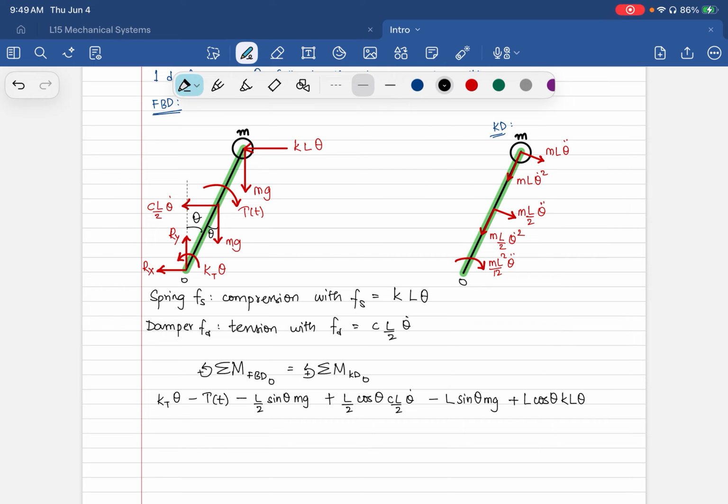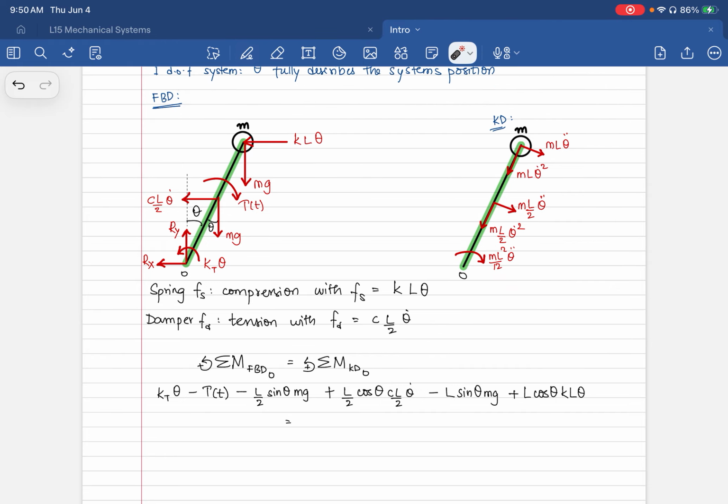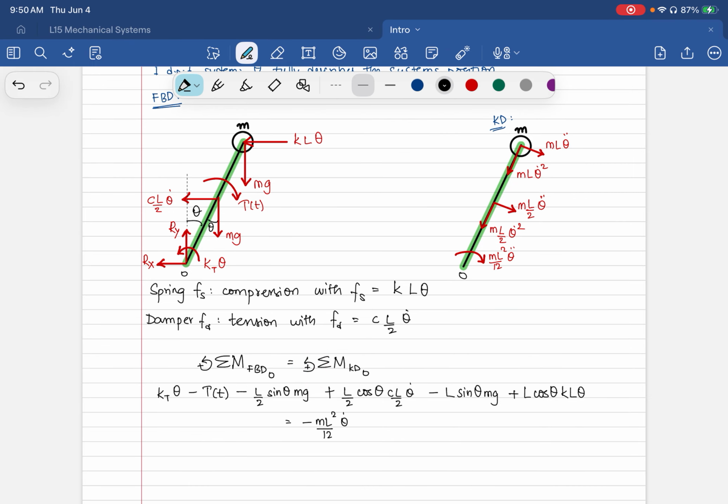So these are all of the moments in the free body diagram. Be very careful in how you define positive and negative. What is the moment arm length? What is the force? And so on and so forth. All of this is equal to, now on the right hand side, you have the kinetic diagram. You're again taking the moment about O. So you have this moment, m L square by 12 theta double dot, which is opposed to this direction. So it's minus m L square by 12 theta double dot.